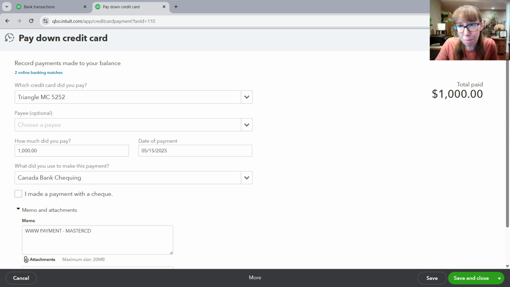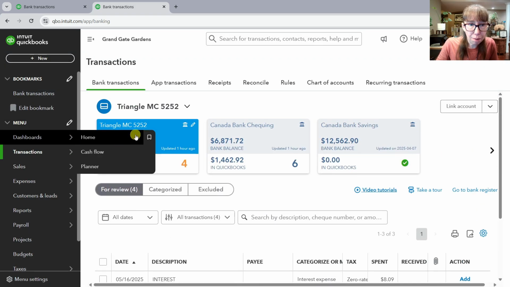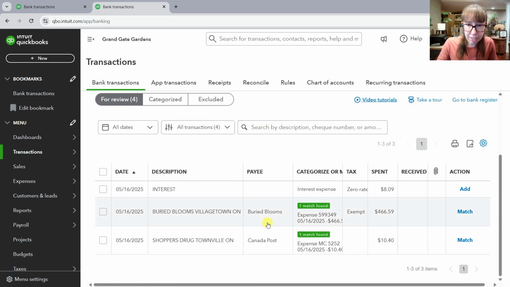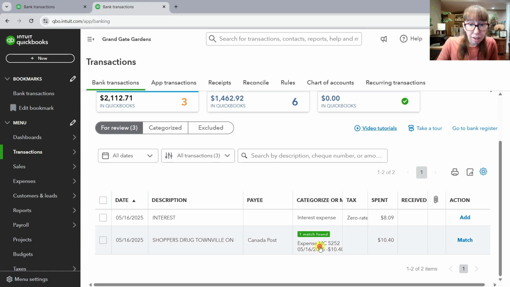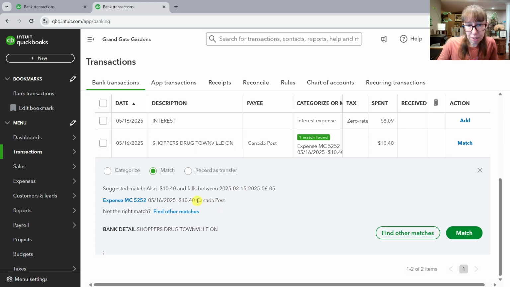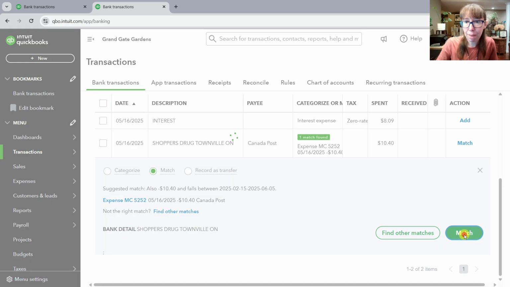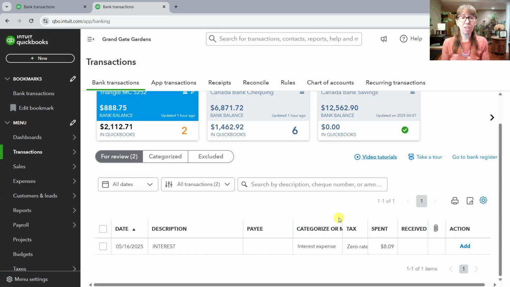Okay, so let's keep going with the Triangle MCard bank feed. Again, May 16th, match. May 16th, May 16th. If I expand this, you can see that we put this to Canada Post, even though on the credit card feed it says Shoppers. It was actually the Canada Post within Shoppers. So we can go ahead and hit match. So now we're left with what I call a lonely single. A lonely single is a bank feed info line that does not have a QuickBooks transaction soulmate.